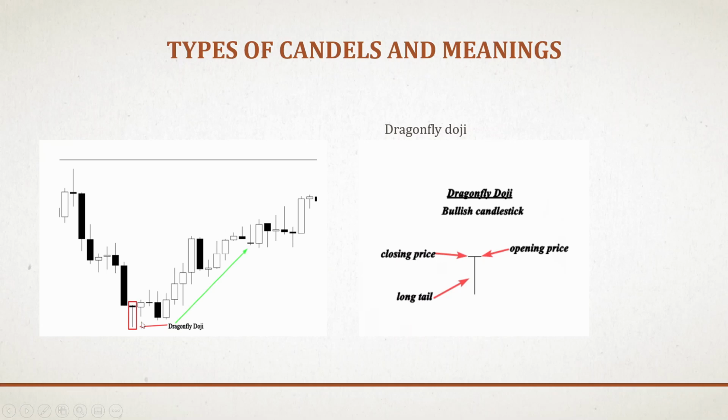A Dragonfly Doji is one like here, or one that you can see here too. I'm just going to explain it on the right one first, and then I'm going to show you on the left side why this drawing is here. So what does a Dragonfly Doji have? The starting price and the closing price are completely flat too. But what happened in that hour or in that day?